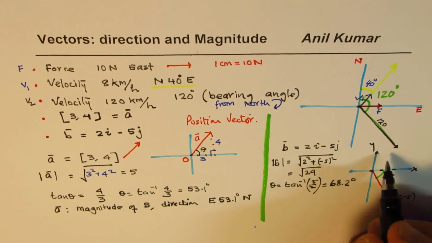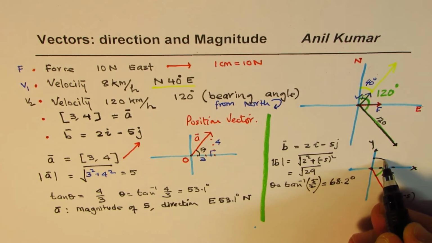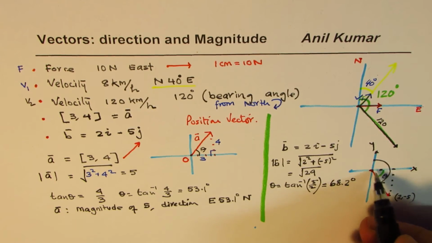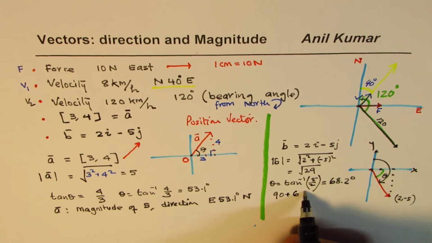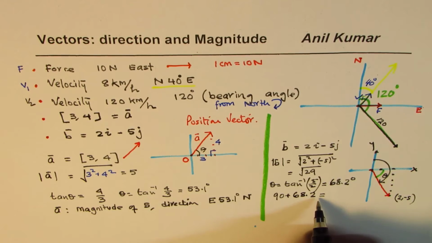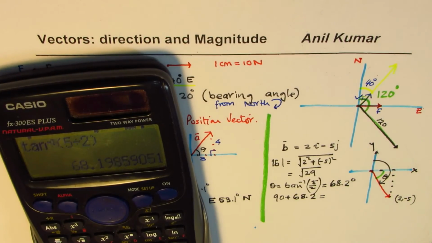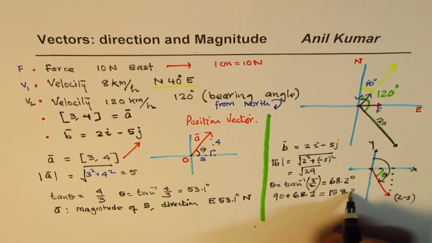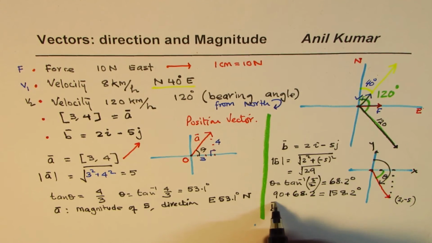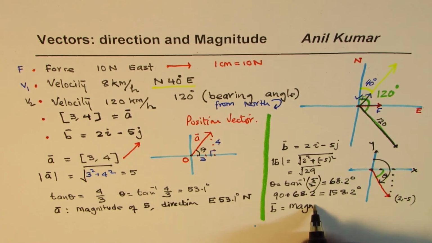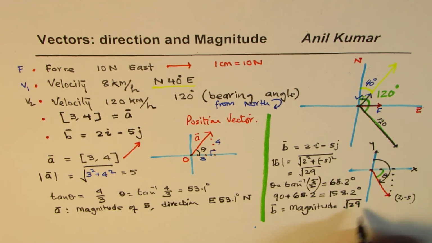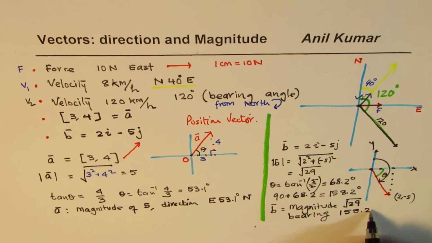Let me write this angle as a bearing angle, right? So I will describe this in this form. So what is the bearing angle? Can you tell me? So the bearing angle is 90 plus 68.2. Is it okay? So 68.2 plus 90 will give me 158.2. So I'm writing as a bearing angle. So I can write the vector B as magnitude of square root of 29, you could write decimal value, and bearing of 158.2 degrees. Do you see that?